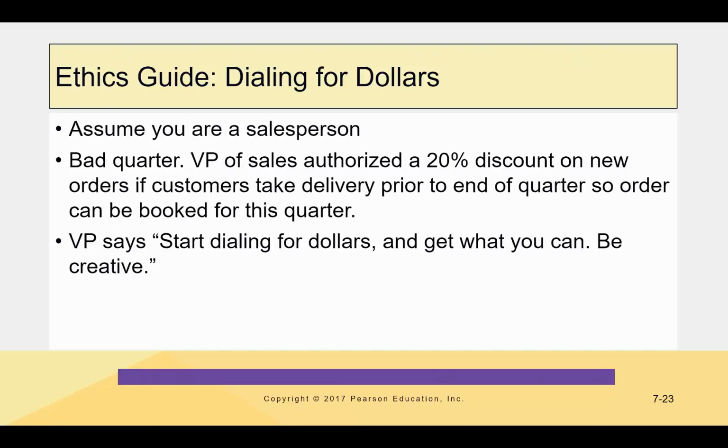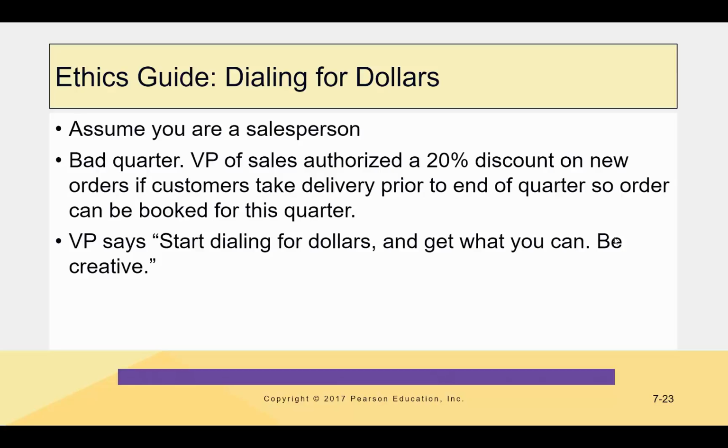The salesperson, you had a bad quarter. You can read this, I'll give you a second to read it before we discuss it. So, you had a bad quarter. You can get a bonus if you take delivery prior to the end of the quarter, so you can be booked for this quarter. So what do you do?